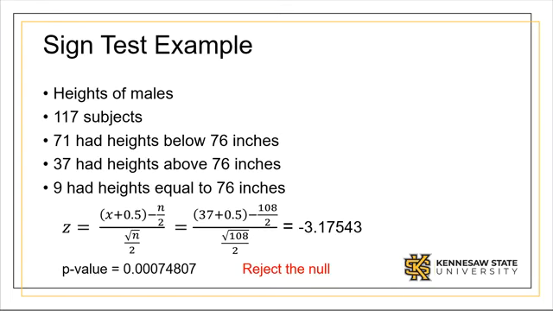The sample data do not contradict the alternative statement because most of the values are below 76 inches. The test statistic is calculated to be negative 3.17543. The p-value to the left of this value is 0.00074807. This means that we reject the null hypothesis. The median is less than 76.